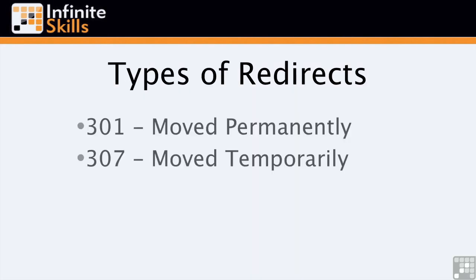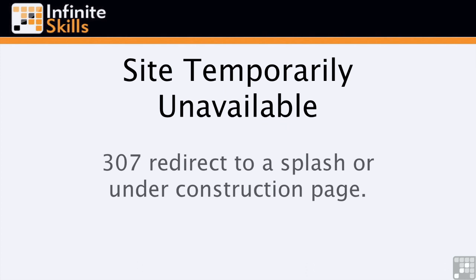So we're going to be looking at two types of redirects today. The 301, which means moved permanently, and the 307, which means moved temporarily. So when your site is temporarily unavailable, let's say, for example, you're rolling out some new features, you're doing some development work, and you want to have a splash page that says under construction, please come back later, something like that, some sort of temporary page to just stop users from seeing what you're working on.